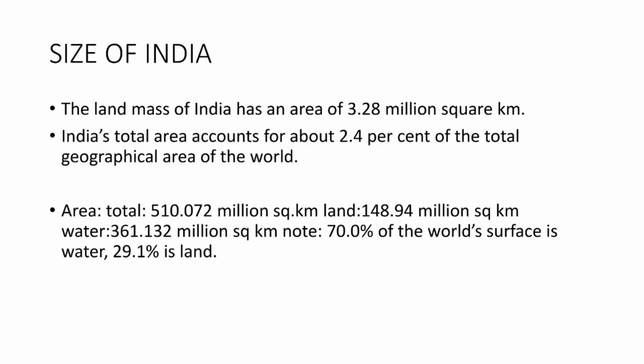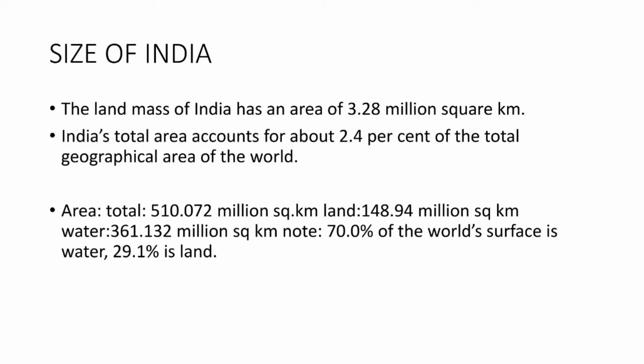Coming to the size of India, let us remember the very first one, how much land does it occupy? The total landmass of India has an area of about 3.28 million square kilometer, which accounts for 2.4% of the total geographical area of the world. Whereas water surface occupies 361.132 million square kilometer. One important point to be noted, children, 70% of the world's surface, as everybody knows, is water, whereas 21.1% is only land.